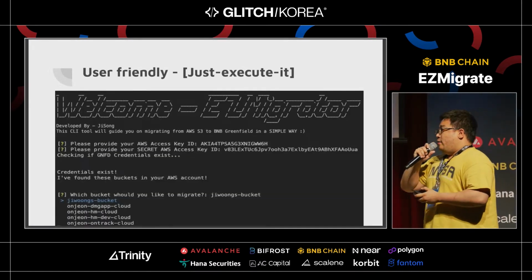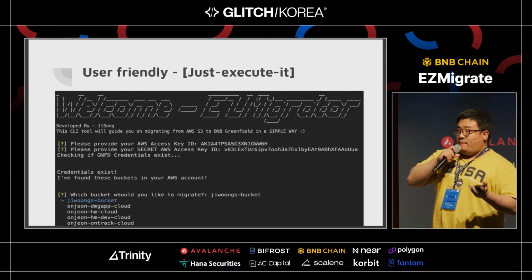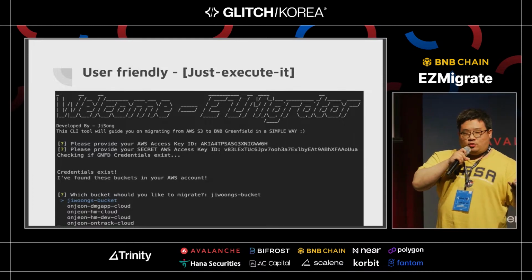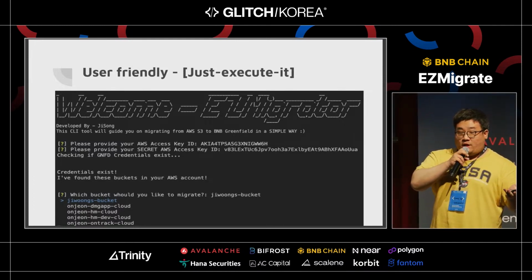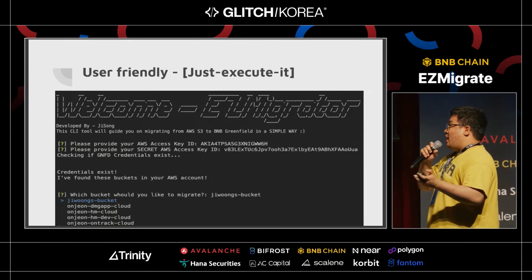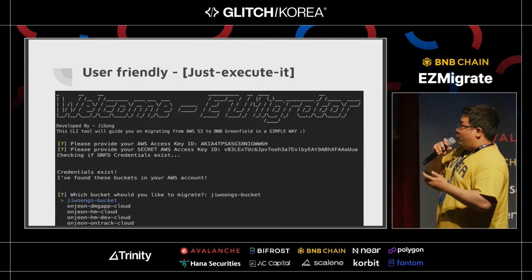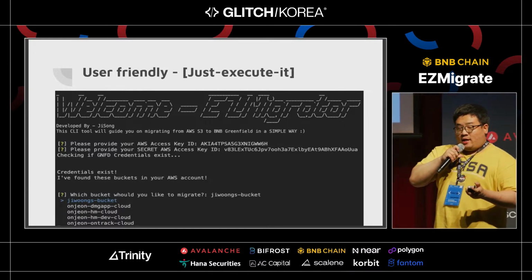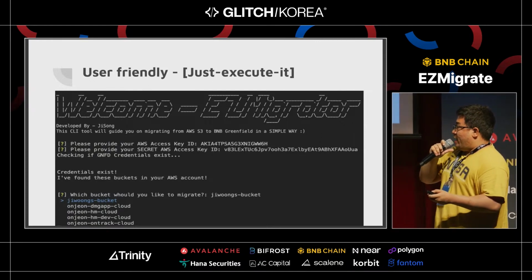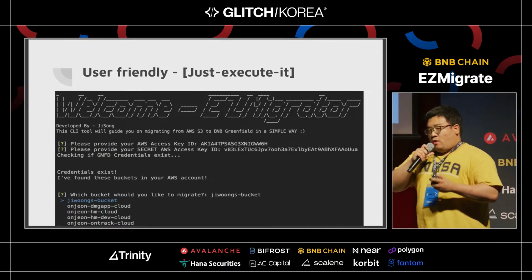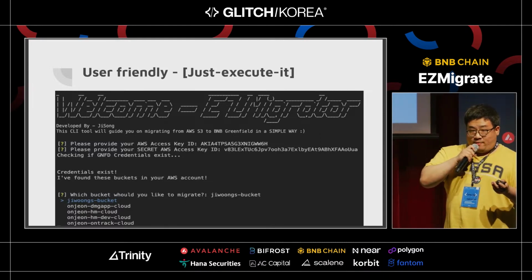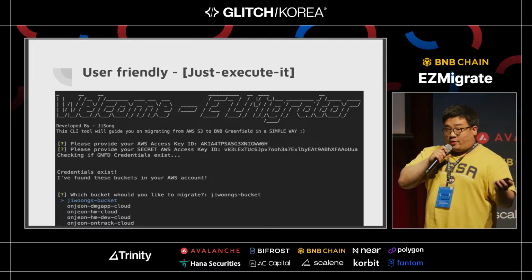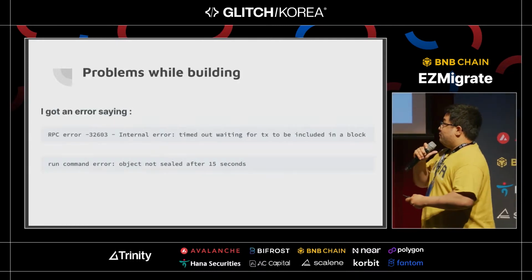And then, for the user experience, I also implemented the just-execute plan. It means that users don't have to do anything, or have any prerequisites. They just have the data, they execute the program, and the program will ask for the data they need, such as AWS credentials and the private key to your wallet, and also what kind of bucket you want to migrate from. It is all from the program. The user doesn't have to have any prerequisites or pre-knowledge.